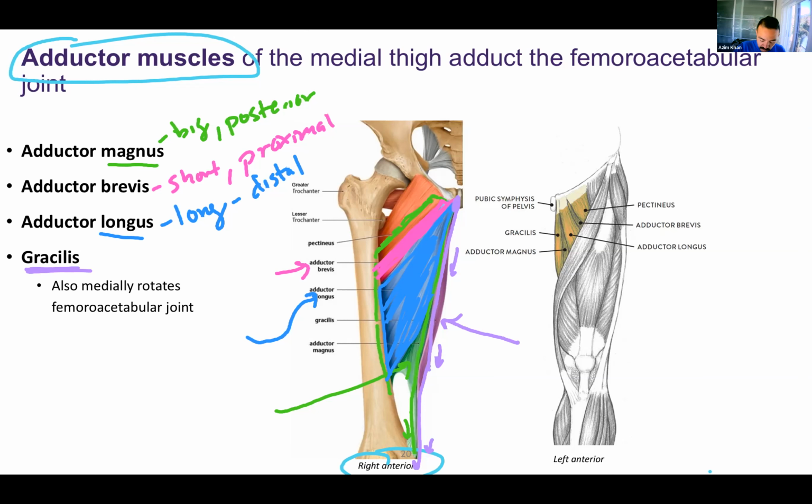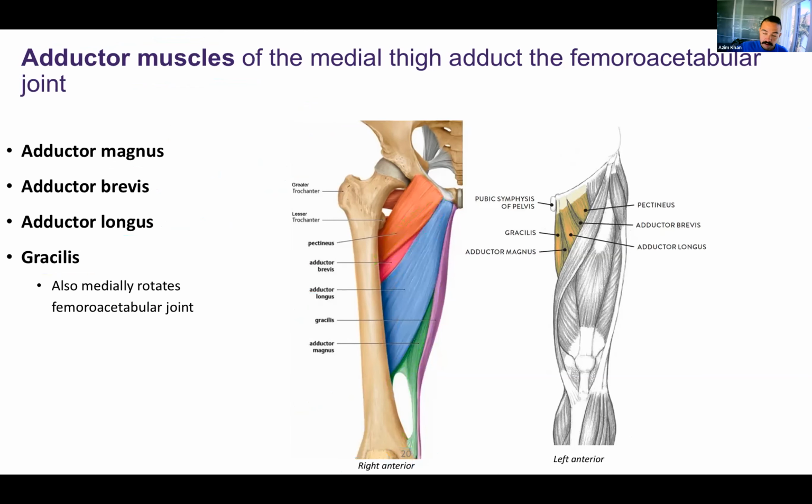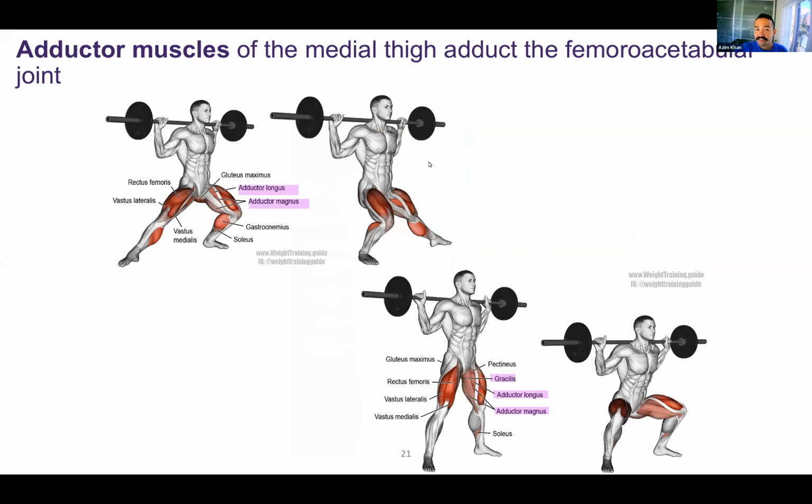Because it attaches so far down, so far distally, it's also for medial rotation. All of these are for adduction, for bringing your leg closer together. This is also for medial rotation. So gracilis is the most medial of these four. Adductor exercises, you can do side lunges. That's definitely going to work your adductors. Wide squats, that's going to work your adductors and gracilis.